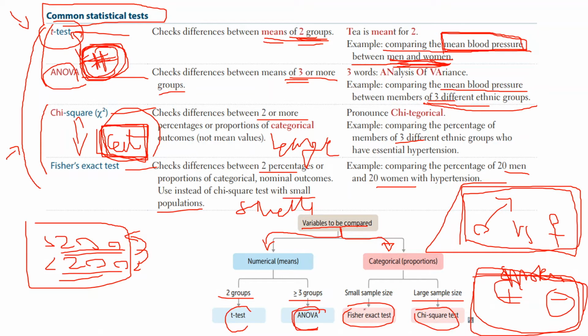But if it's a small sample size, then you're going to be sure that it's Fisher's exact test. Note that if it is two groups, you can't really tell one from the other since both can be two. Hopefully you should be good with common statistical tests now, and let's move on to the other topic.